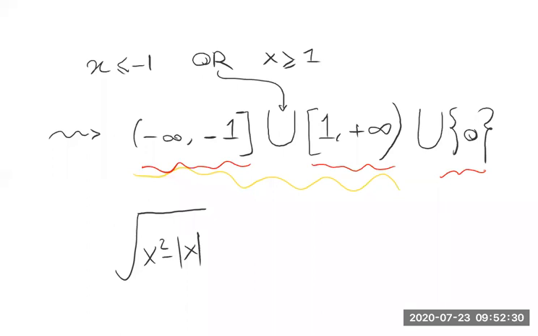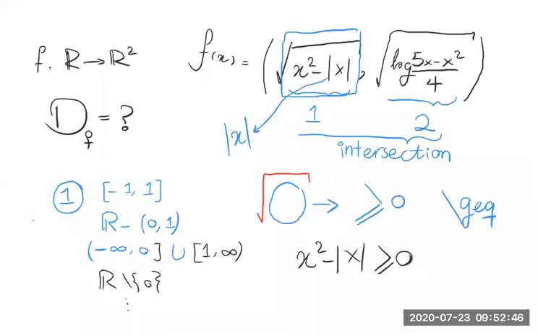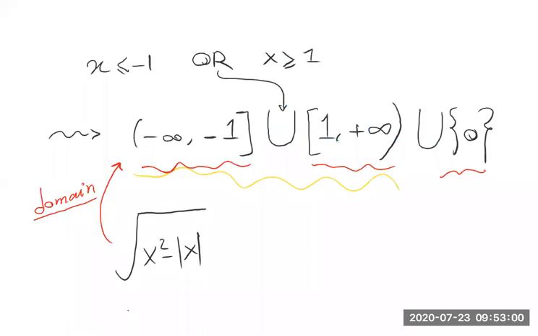So the domain of this function is the union of these three sets. Well, but it's not over. We have not solved the problem yet. What was the problem? The problem was a vector valued function. It has a second part. We should compute the domain of the second function too. Right now, we only computed the domain of the first function. Now we should compute the domain of the second function.